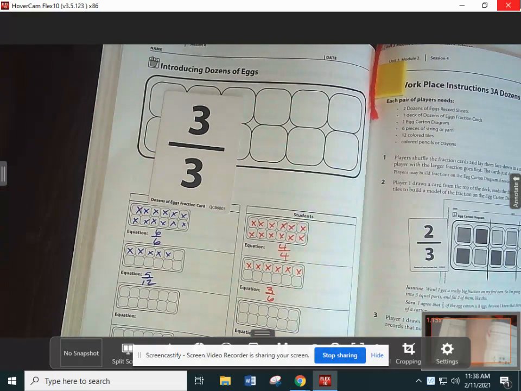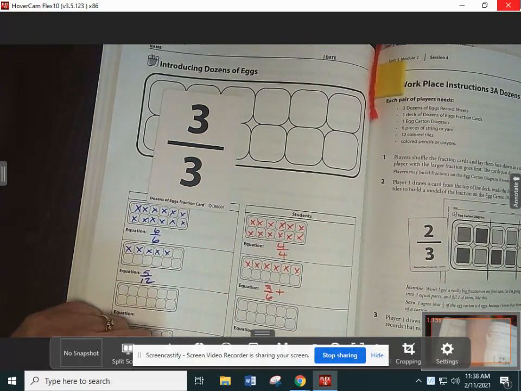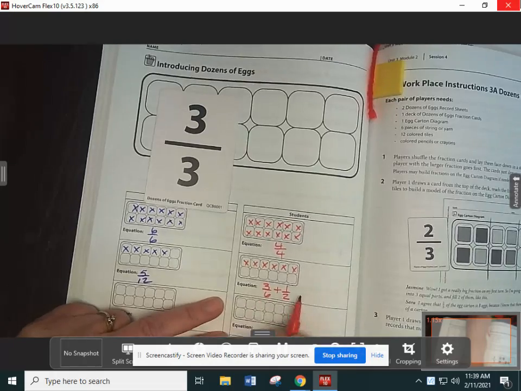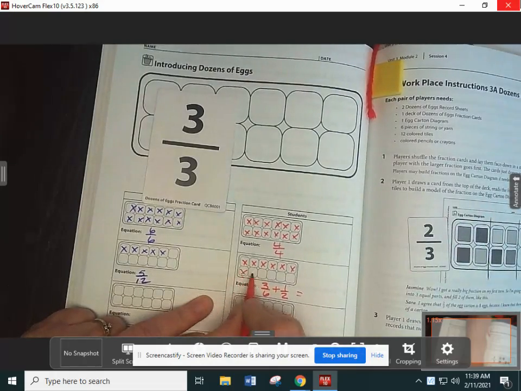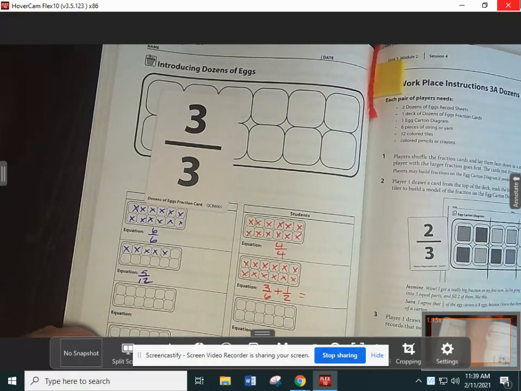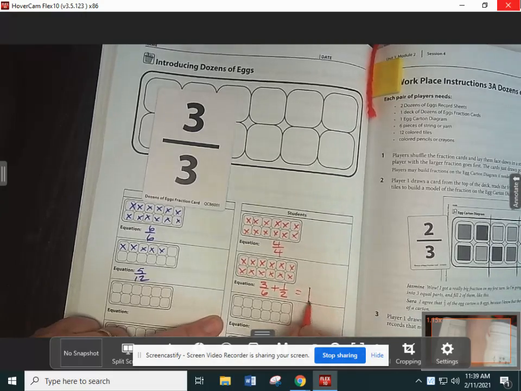Can we do that? Yeah. Do you want to do that? Yeah. Okay, so what are we adding then? One half. You just do it on the bottom. So we're going to fill in this half. And it's going to equal what? 1 whole. We'll put 1.